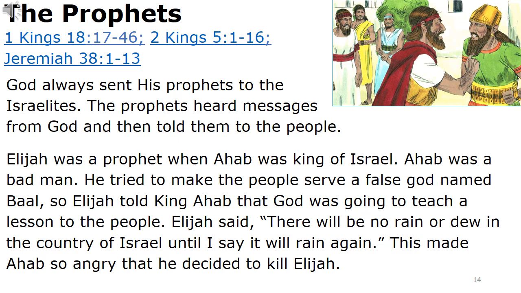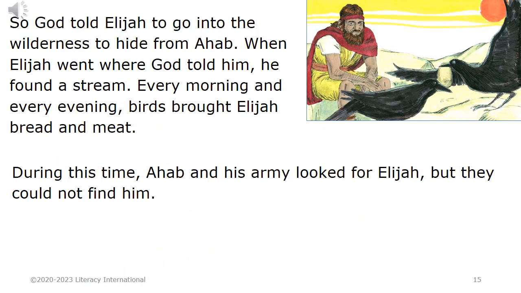Elijah said, "There will be no rain or dew in the country of Israel until I say it will rain again." This made Ahab so angry that he decided to kill Elijah. So God told Elijah to go into the wilderness to hide from Ahab. When Elijah went where God told him, he found a stream. Every morning and every evening, birds brought Elijah bread and meat. During this time, Ahab and his army looked for Elijah, but they could not find him.